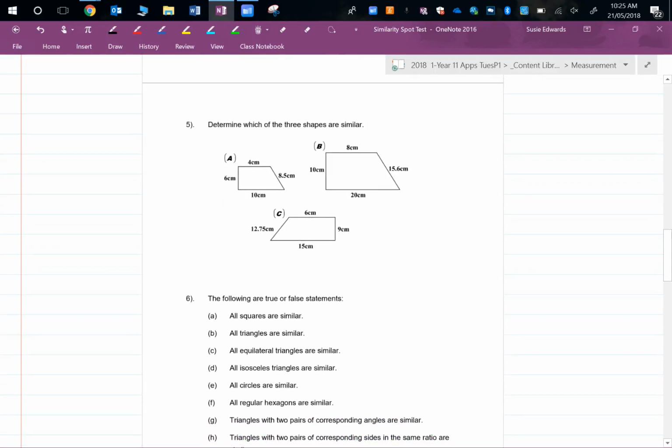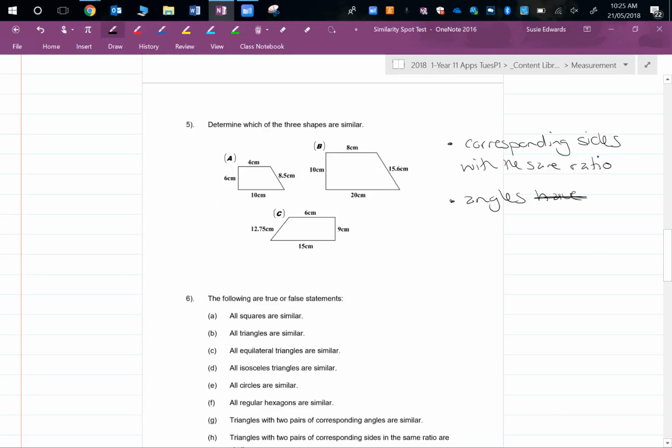Okay, determine which of these shapes are similar. So how do we know if shapes are similar? What do they have to have? There's 2 things. Corresponding, now there's a word we need to make sure we know in that, sides with the same ratio. Good. There's one other thing we need to have. Angles have to be the same. Those are the 2 things we need to know if shapes are going to be similar.